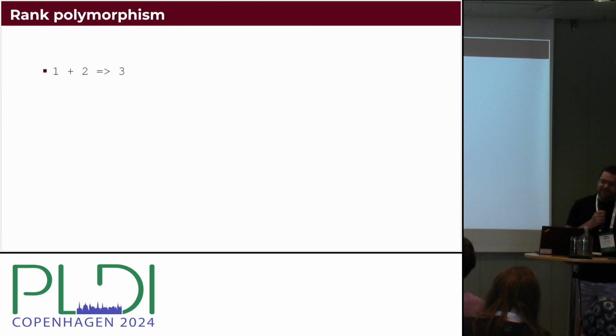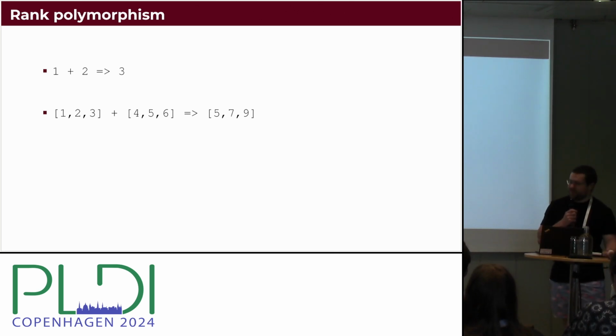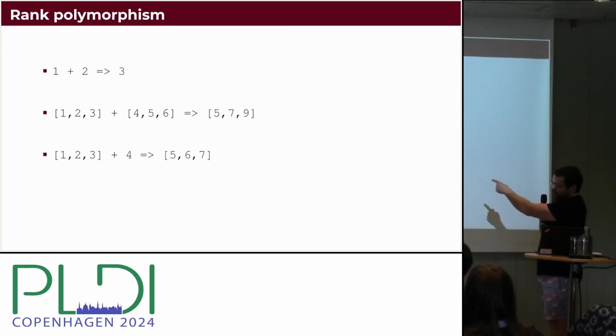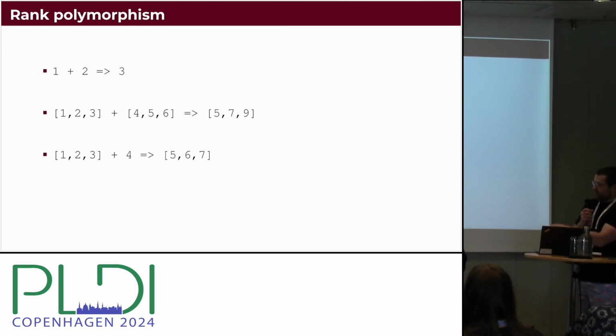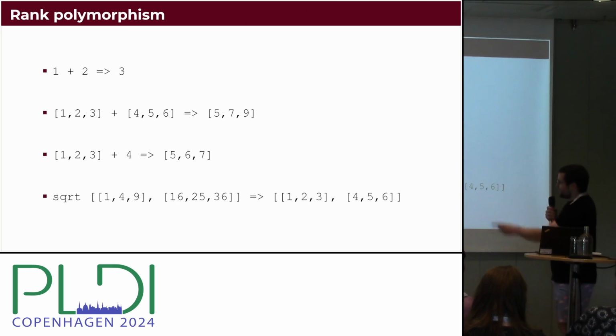So what is rank polymorphism? If you have just normal scalar addition here, 1 plus 2 equals 3, the idea is that we can lift that addition operator to work on higher dimensional inputs. So here we have two vectors, 1, 2, 3 and 4, 5, 6, and it adds them piecewise. You can also add a vector and a scalar, and it will replicate the scalar appropriately to add it to the vector. And it's not just for infix operators, it also works for functions. So here we have square root applied to this matrix, and it does it piecewise in the obvious way.